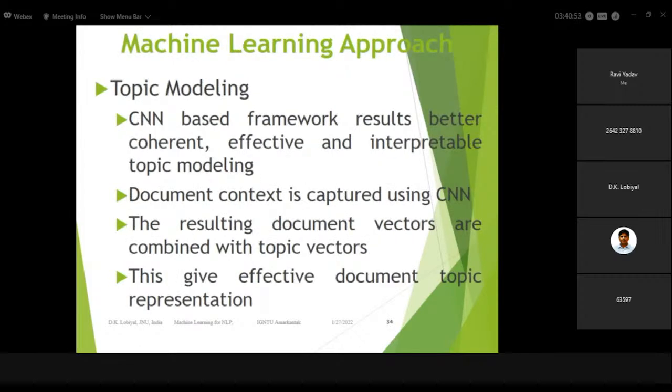Another important machine learning approach used is CNN for topic modeling, because coherence I talked about when I talked of discourse. I talk of coherence, that means how the referencing and ellipses between two sentences can be taken care of. That is called your discourse. CNN is considered very important as far as coherent and effective interpretation of a topic model. I have not given the references. A lot of work has been done. And the context of the document is captured well by the CNN. That's also important.